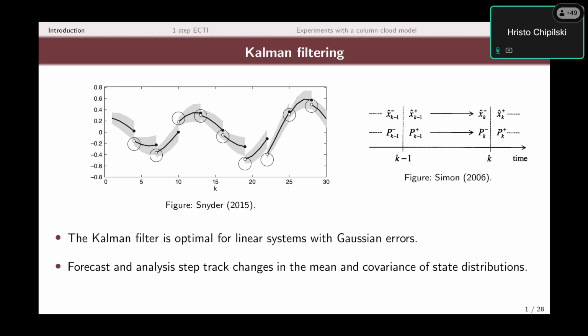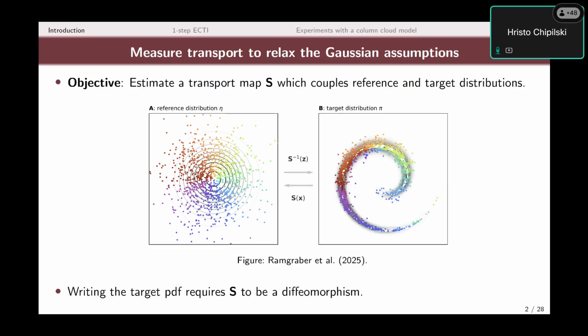But of course, the limitation of this method is that for any other systems with nonlinear dynamics and nonlinear non-Gaussian errors, we will run into biases and errors. So now the question is, how can we overcome some of these limitations? One principled approach for that is to use the framework of measure transport.